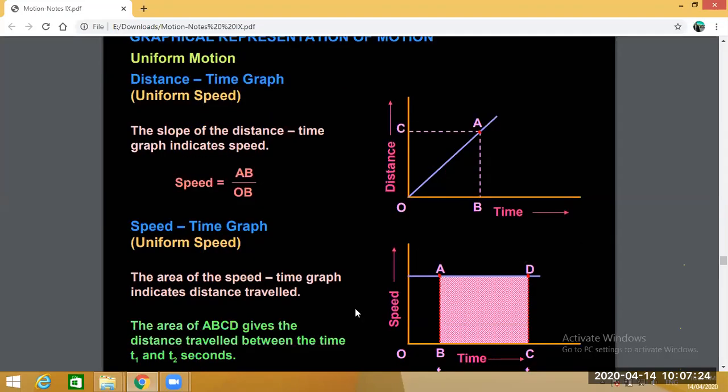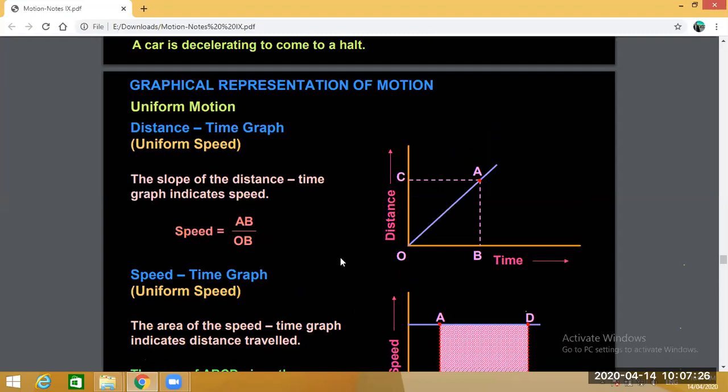Okay, now try to understand. Next topic is graphical representation of motion.